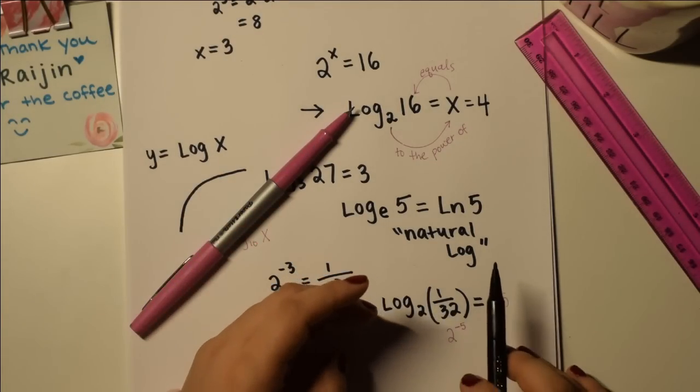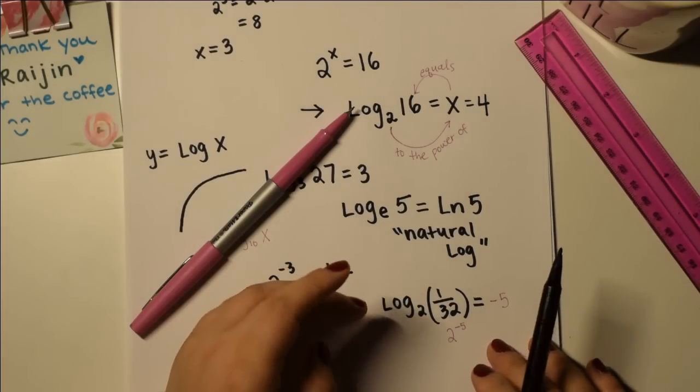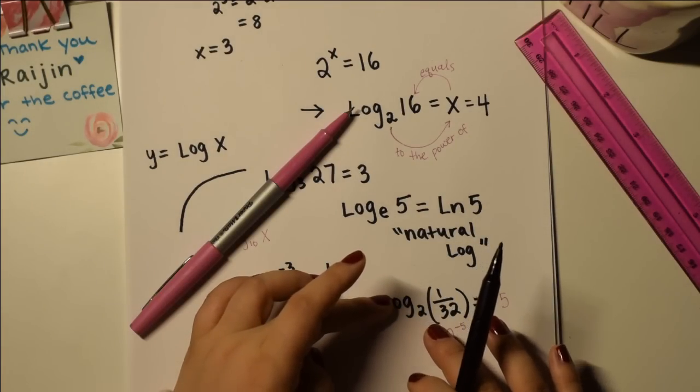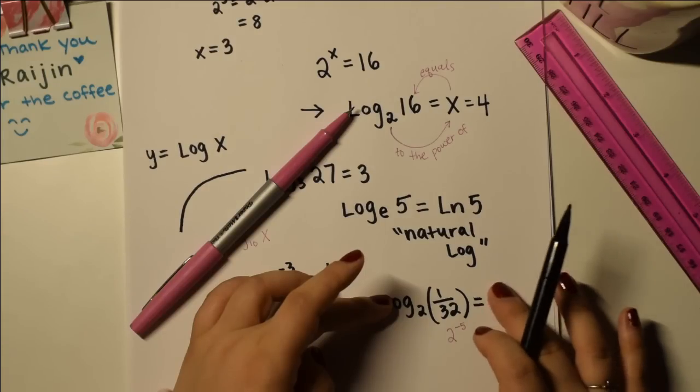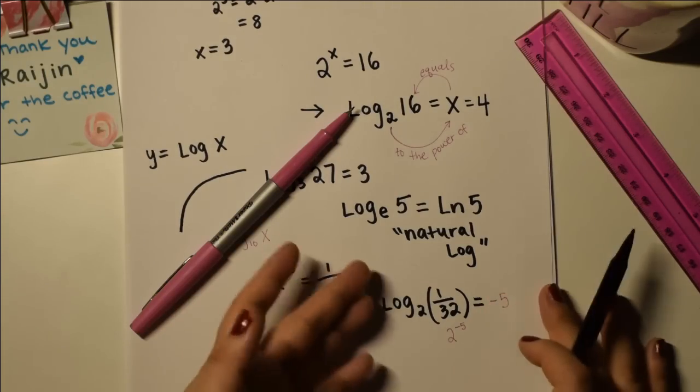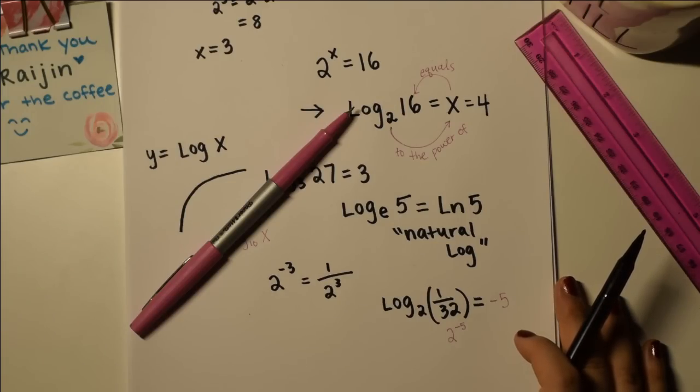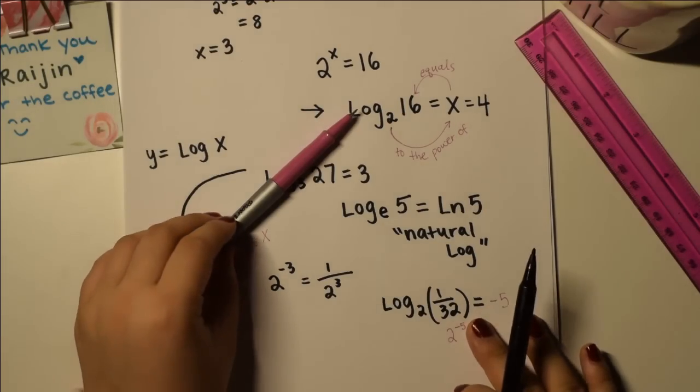But there's also a log rule where if you have log base a of a to the n, that just is n for this exact reason. So I think that's all for now.